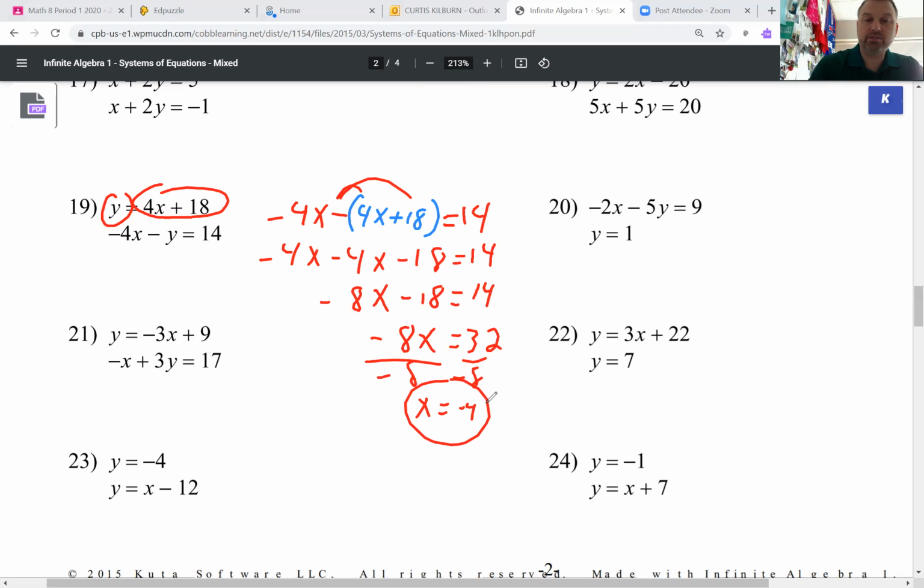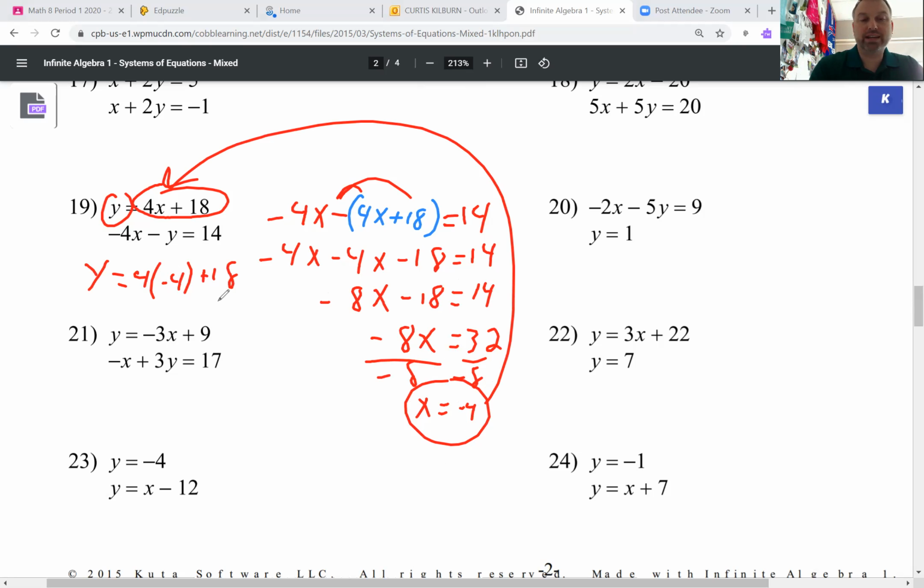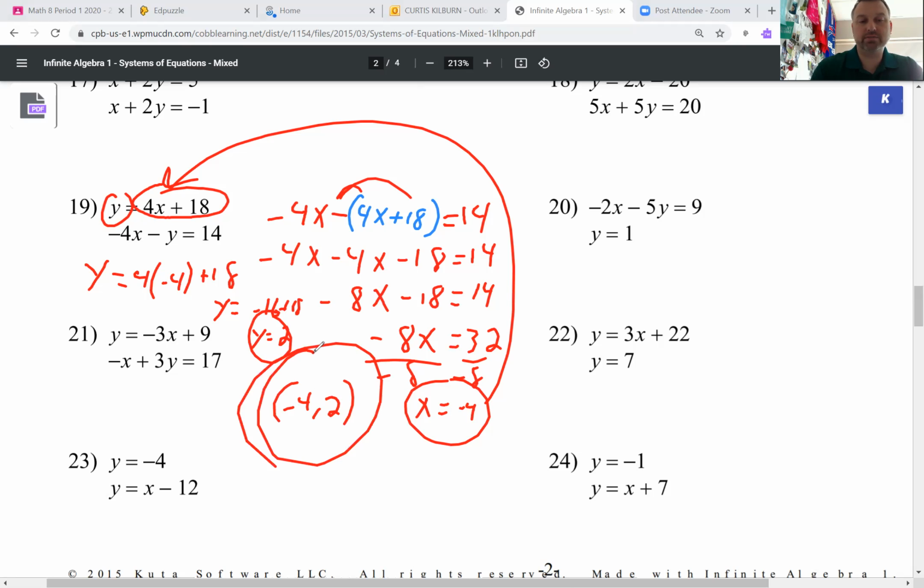So in this case, I'd probably use this first equation because it's already y equals. So once I plug in my x here and evaluate it, it becomes pretty easy. 4 times negative 4 is negative 16. So I get y equals negative 16 plus 18, which is 2, giving me the ordered pair, negative 4, 2. That's the answer. Okay, so there's elimination, there's substitution, we did graphing.